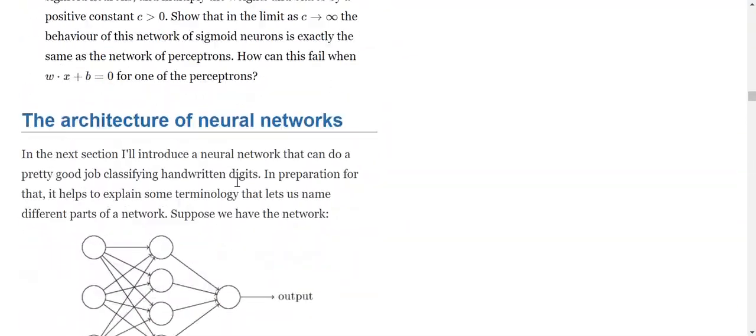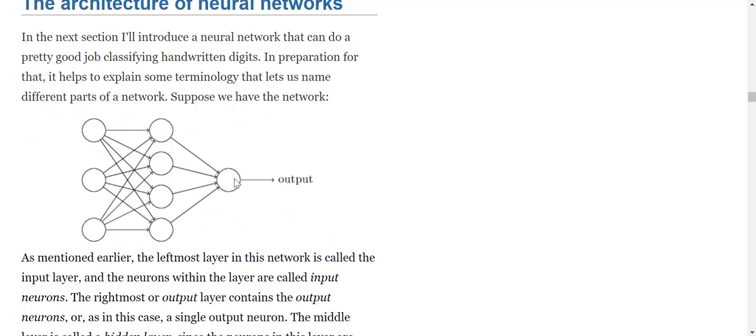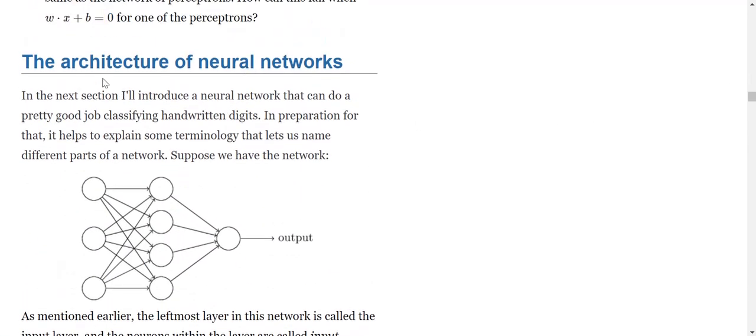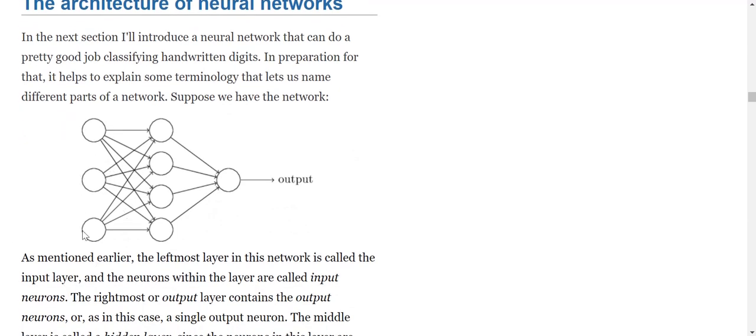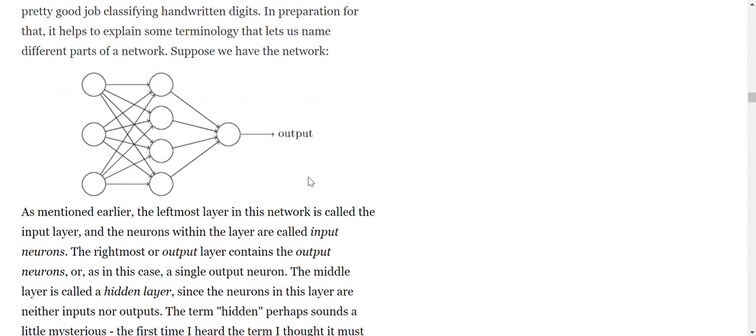Okay, so let's have a look at the architecture of neural networks as well. I believe this would be the last section which we'll cover, and probably we'll cover the next section in the next video. In the next section, I'll introduce a neural network that can do a pretty good job classifying handwritten digits. In preparation for that, it helps to explain some terminology that lets us name different parts of a network. Suppose we have this network. It has three inputs, one layer, then another layer, and then the output.